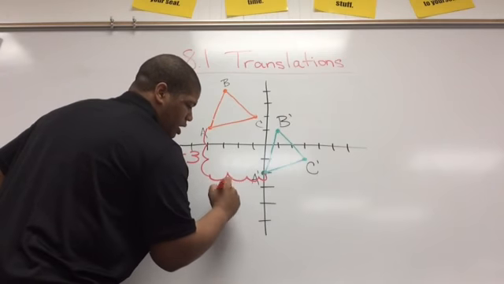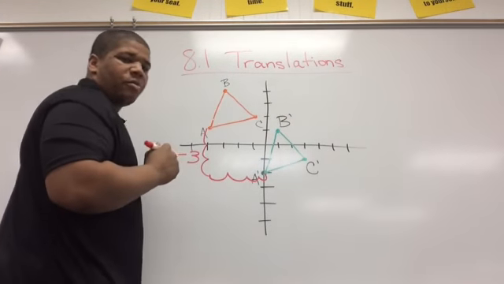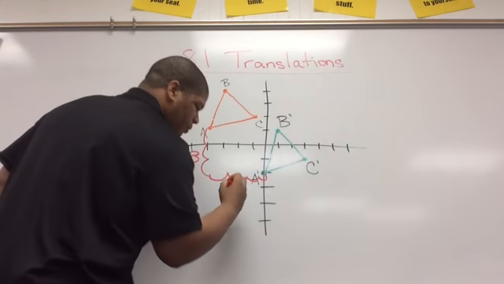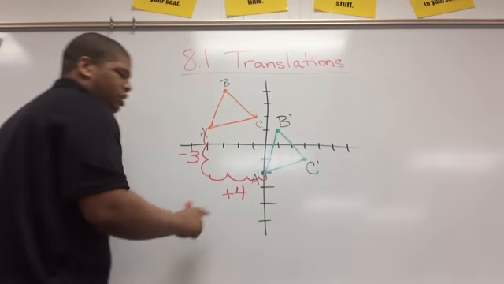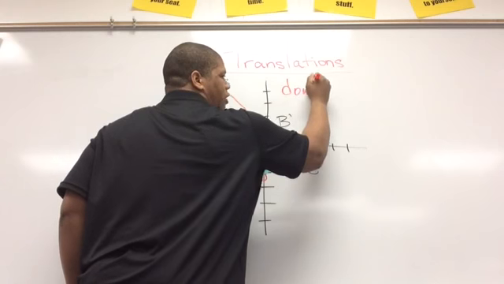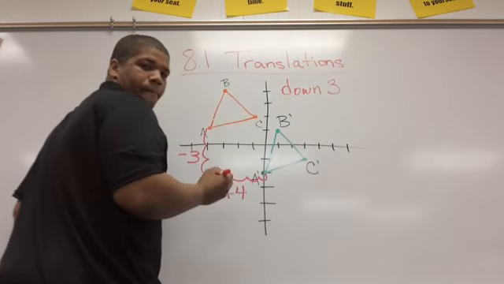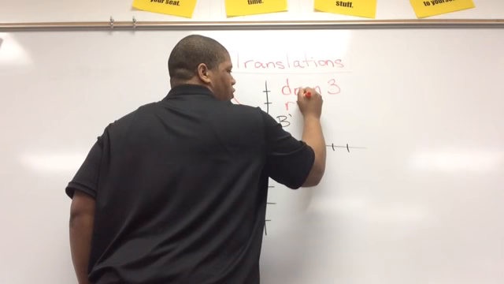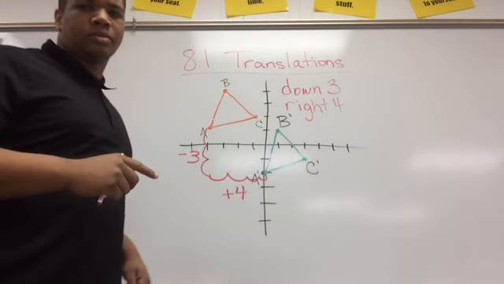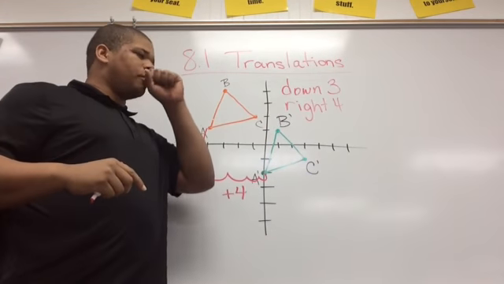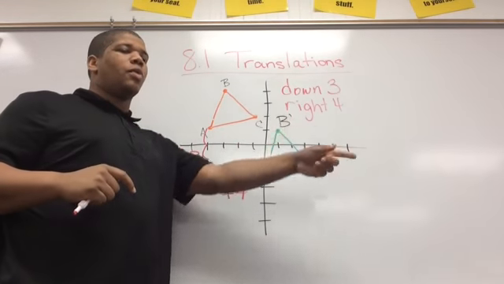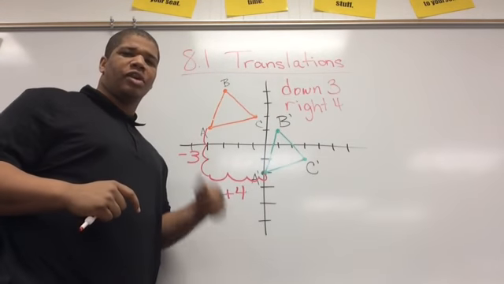So here, I went to the right, and if we remember from when we were counting and doing number lines and everything, if we go to the right, it's positive. I went to the right 4. So whenever I write the translation, I went down 3 and to the right 4. As I was saying before, whenever we were counting, remember, when we went to the right, we were positive. When we went down, we were negative.